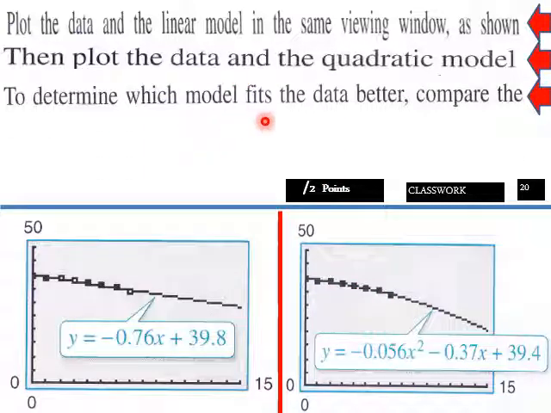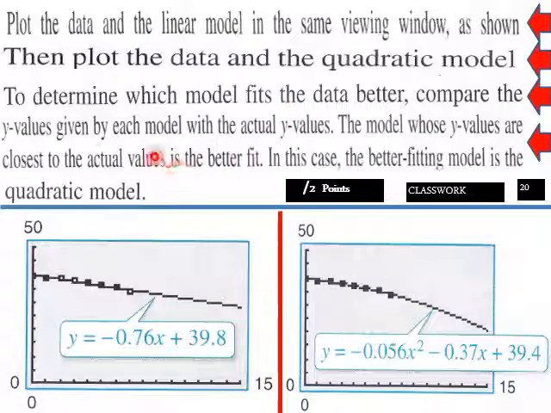To determine which model fits the data better, compare the y values given by each model with the actual y values. The model whose y values are closest to the actual values is the better fit. In this case, the better fitting model is the quadratic. When you compare your original plot to the expression you derive from your regression, it seems like your quadratic model is the better fit.